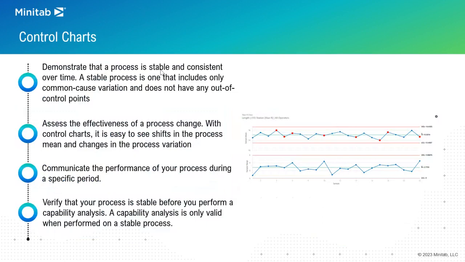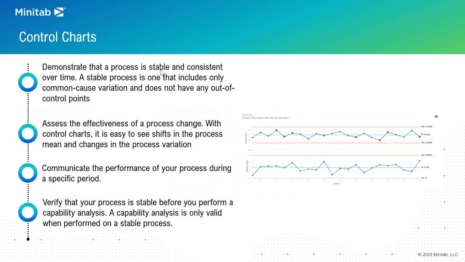A stable process is one that would only include common cause variation. It does not have any out of control points. So again, you're seeing over time whether any of the data points that you're capturing on your product, any measurements you're capturing, have any common cause and no out of control points.